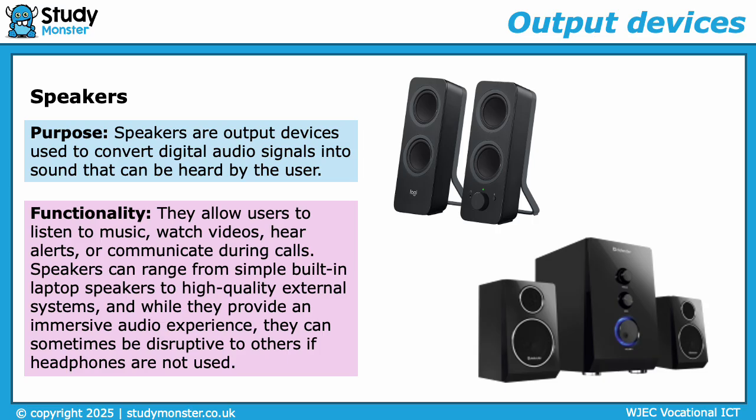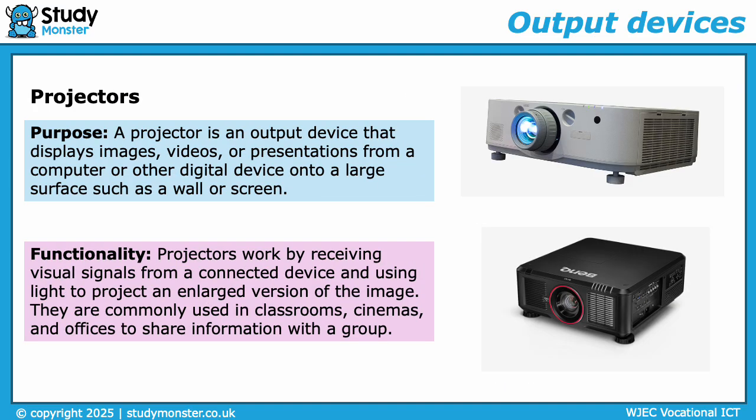Speakers are output devices used to convert digital audio signals into sound that can be heard by the user. Used for watching video, listening to music, all of that type of stuff. Dead straightforward. And then finally, we've got projectors. A projector is an output device that displays images, videos, or presentations from your computer or laptop or other digital device onto a large surface, such as a wall or a screen. They work by receiving visual signals from whatever device they're connected to, to project an enlarged version. So they're usually used in classrooms like we have at school, cinemas, offices, and to share information with a large group at meetings and whatnot.